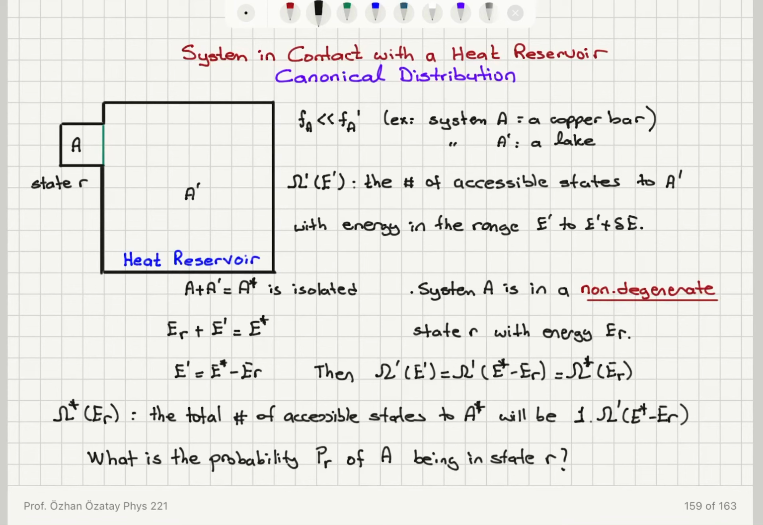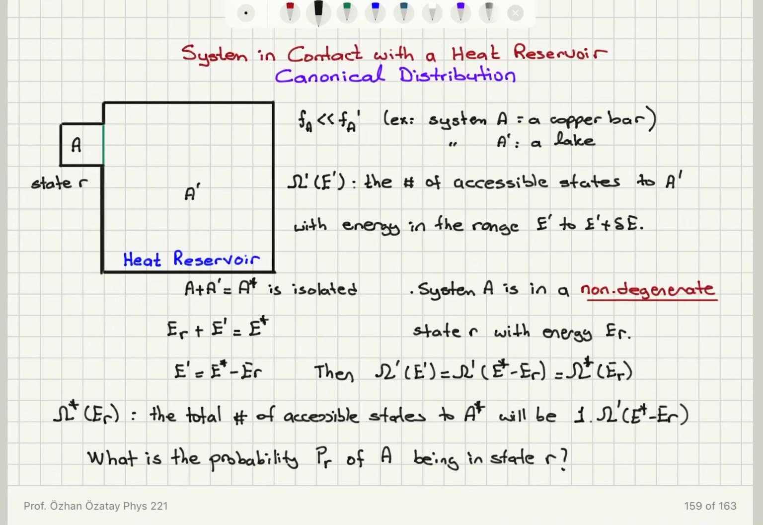The number of accessible states to A prime for energy in the range E prime to E prime plus delta E is omega prime at energy E prime. The total system A plus A prime is isolated, and the energy E sub r corresponding to the state R of system A is rather small compared to the total energy in the system, E star, because system A is much smaller. The contribution from the number of particles in system A to total energy is relatively small. So you can consider the number of accessible states to A prime, omega prime of E prime, to be mostly omega prime at E star.